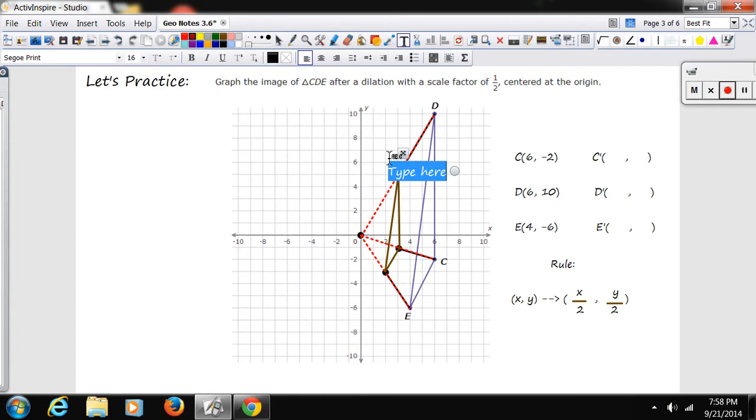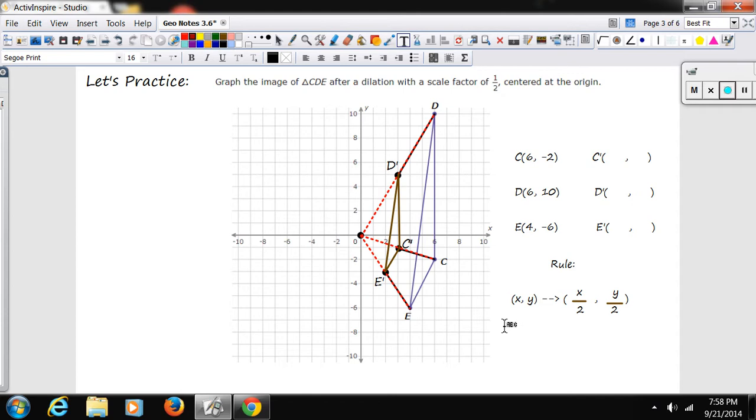So let's label that as D prime. And C is here, so this would be C prime. E is down here, so this would be E prime. Oops, not D prime, E prime.